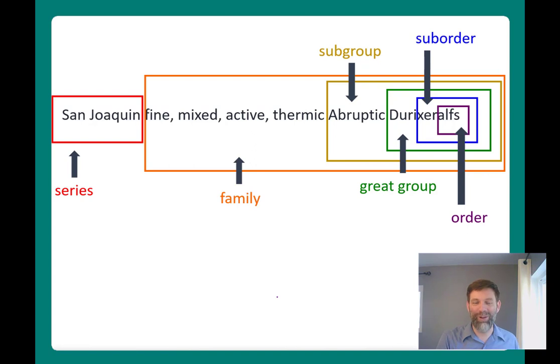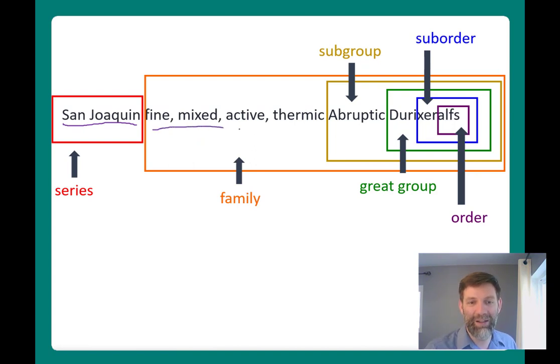When we name a soil, the full name of a soil looks something like this. Again, this is our San Joaquin State soil. The series, we just give it a name, like San Joaquin, which doesn't by itself tell you anything, but is just an easy to use identifier, a name that can be used to identify it. It's sort of the common name for the soil.